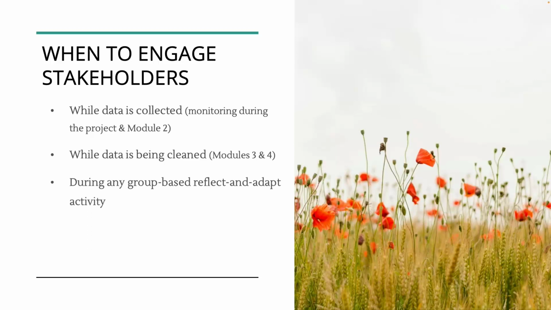This would be some form of group-based reflect and adapt activity, like an annual workshop or a quarterly learning review with relevant partners and stakeholders. As your broader team becomes more familiar with reflect and adapt tools and processes, you may choose to do most of the reflect and adapt work internally, then share the results with the stakeholders and partners to give them an opportunity to review and validate the work. This allows them the space to provide any final input on any updates to formal plans before those changes are made.